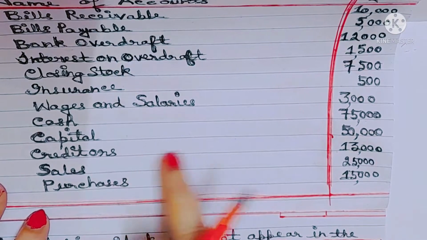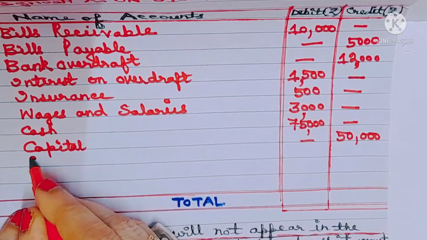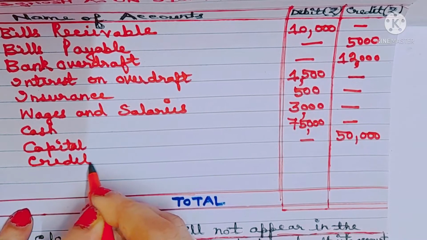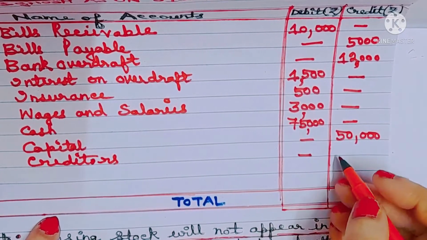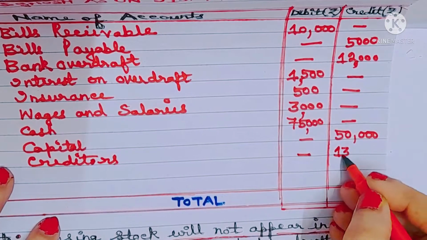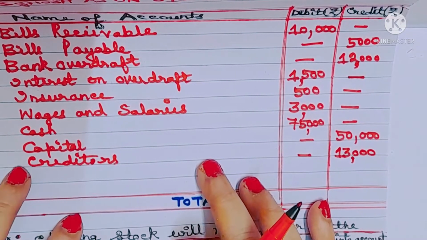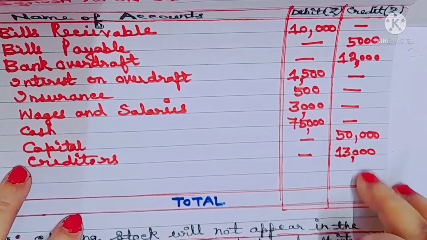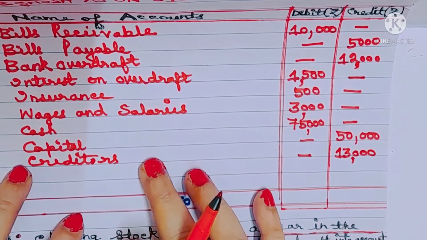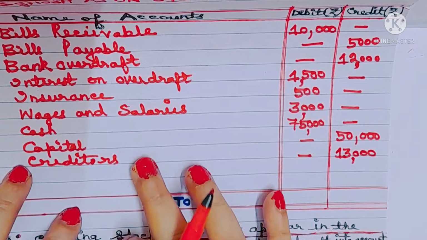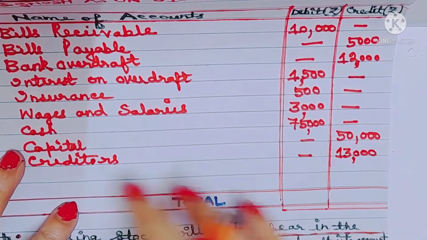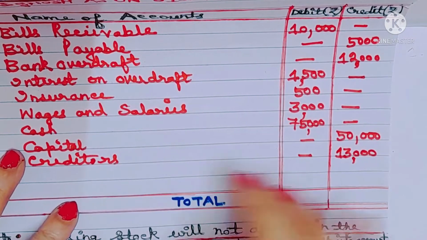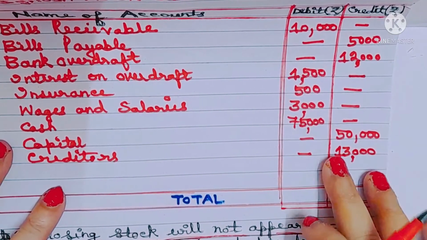Creditors. How much? 13,000. Let's write creditors. Creditors is a credit balance. That is the reason we have written 13,000 in the credit column. But why creditors is a credit balance? Because creditors falls under personal account. According to personal account, the giver of the benefit is credit. So, creditors will be credited. Understood? Let's see the next account.